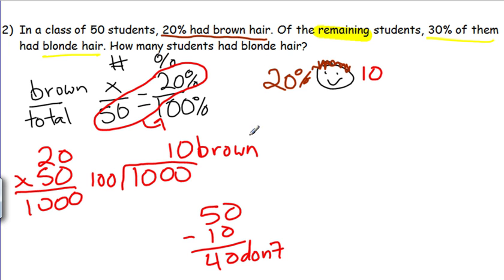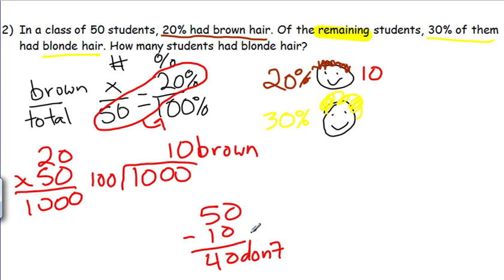Now of those remaining, 30%, whoops, supposed to have yellow hair, not a yellow head. So 30% of the remaining, that's kind of hard to see. Let's give him curly blonde hair. So we want 30% of our 40 kids.